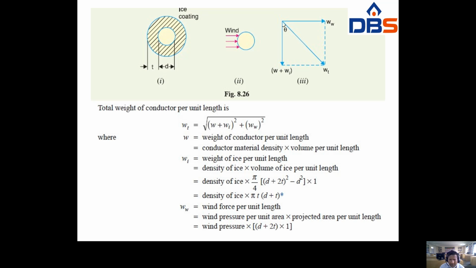Look at the figure. This is the vertical force. Already the weight is there. Now because of ice, extra weight is coming. Therefore W plus Wi, and this Ww is nothing but the wind force. Now the vector sum of these is W total. W total is equal to the square root of (W plus Wi) whole square plus Ww square, where W is the weight of the conductor, Wi is the weight of ice per unit length, and Ww is the wind force per unit length.